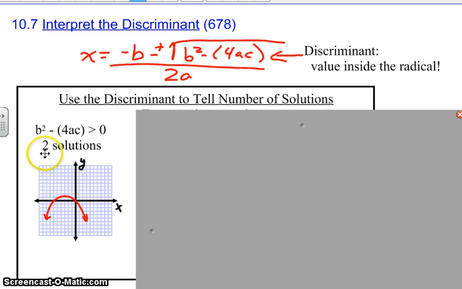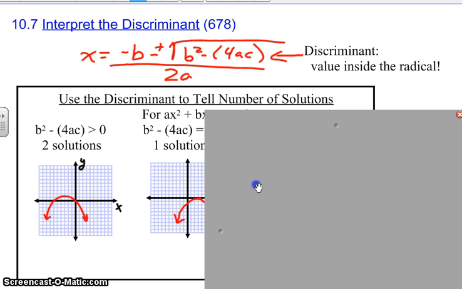So when we have a b squared minus 4ac that is greater than 0, we have two solutions, which might look like what we see here. We have a parabola that is intersecting the x-axis twice. Now the parabola could be facing up, but either way it's crossing the x-axis twice. What would happen if the b squared minus 4ac equals 0? Jack? One solution. So, because the square root of 0 is just 0, it's only one thing. So you'll end up with a single solution.